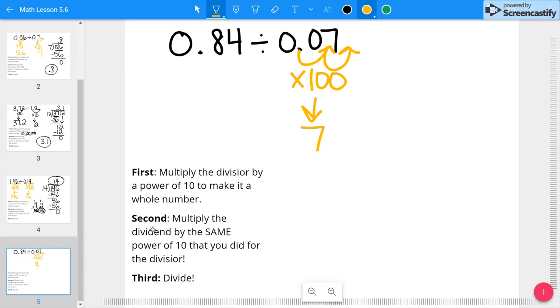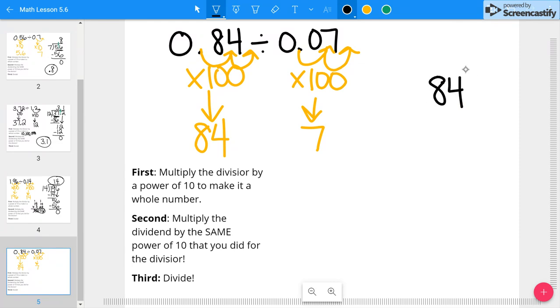Step 2 is multiply the dividend, this 84 hundredths, by the exact same power of 10 that you did for your divisor. I moved my decimal point 2 times, because I multiplied it by 100. So I'm going to move my decimal point 2 times here, because what I do to my divisor, I do to my dividend. Now that I moved it 2 times, my new dividend is 84. So when I set up my division problem, I put my dividend, 84, underneath, and my divisor, 7, on the outside. I have no decimals to bring up. I just have whole numbers, so I'm going to divide normally.